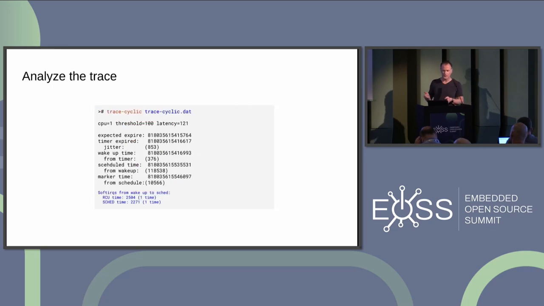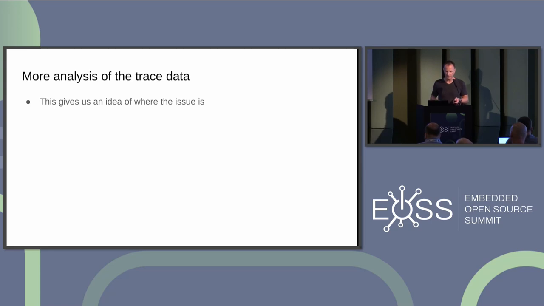So now you'll see when I run this, it'll say soft IRQs from the wake-up to the sched. RCU ran one time for 2.5 microseconds. The other one was sched RCU, triggered for 2.2 microseconds one time. That's a total length. So it wasn't really informative, but it just shows you that yes, you could do that in case it was an issue. So it gives you an idea where things are. I'm sure RTLA has similar information for all that, which you'll find out in the next talk.